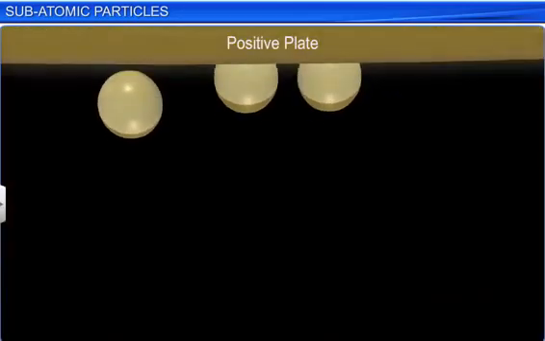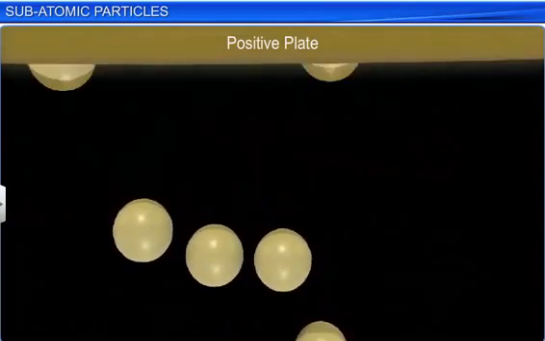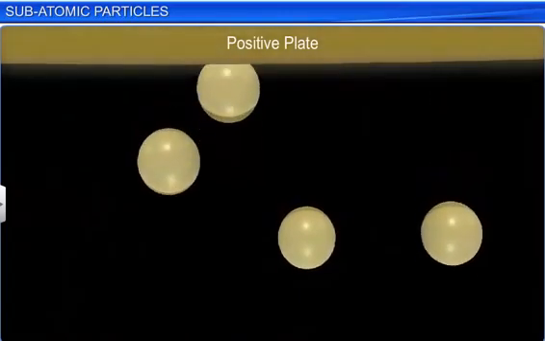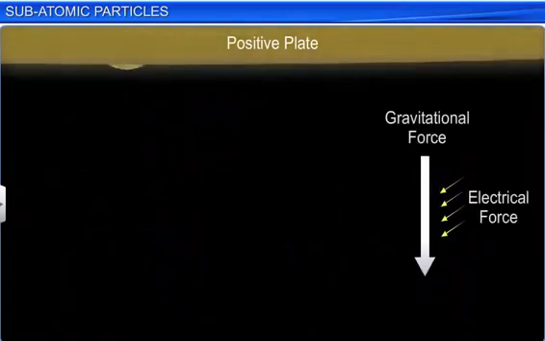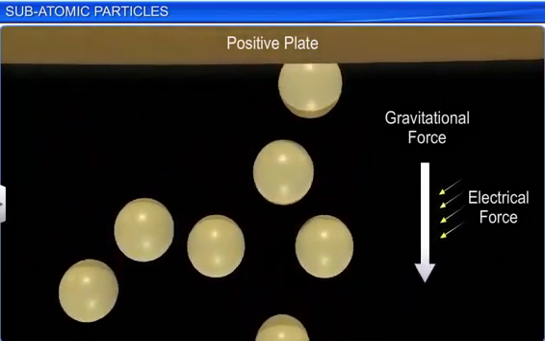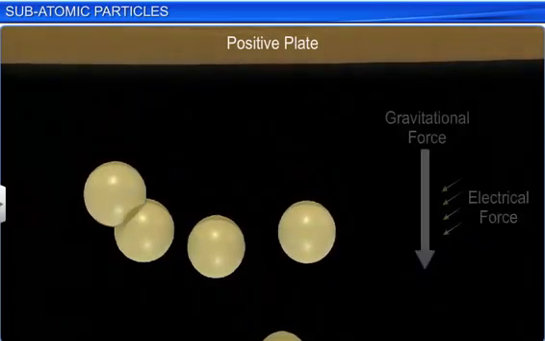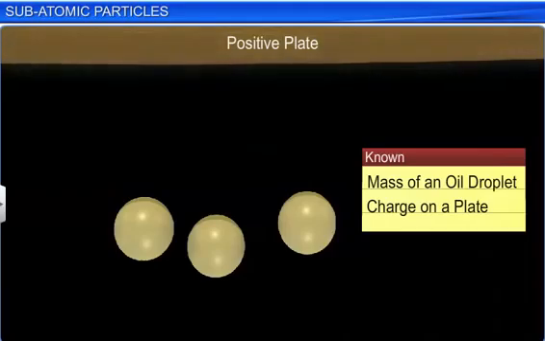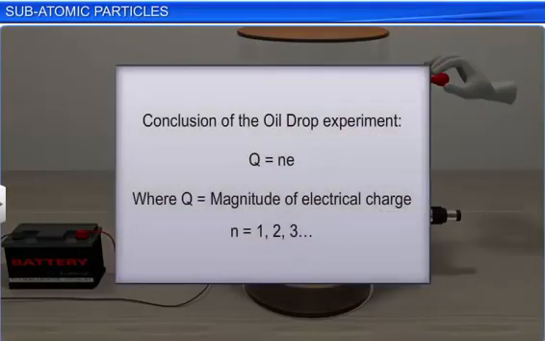On applying voltage to the upper positive plate, the charged oil droplets got attracted towards it against all gravitational and electrostatic forces. Millikan then varied the voltage to strike a balance between the acting forces and to make the oil drop stationary. He then calculated the charge on the droplet from the mass of an oil droplet and the charge on the plate. He found that the magnitude of electrical charge, Q, on the droplets is always an integral multiple of the electrical charge e. That is, Q is equal to ne.